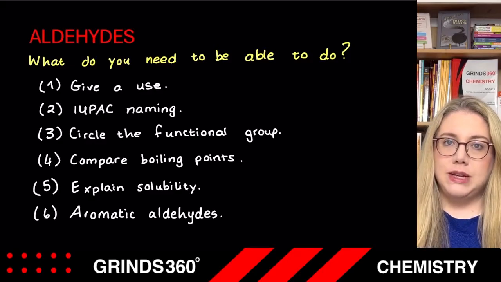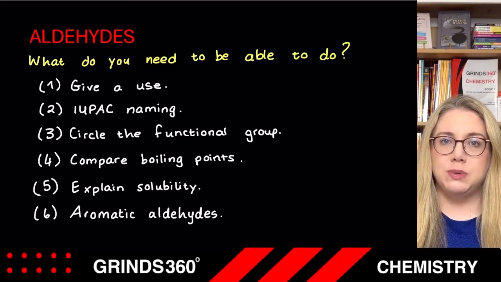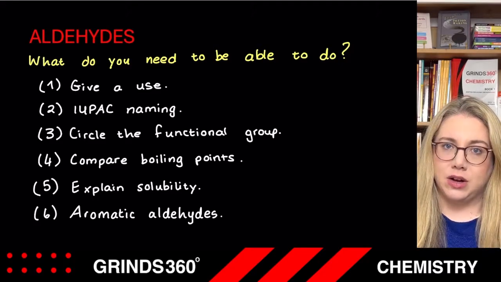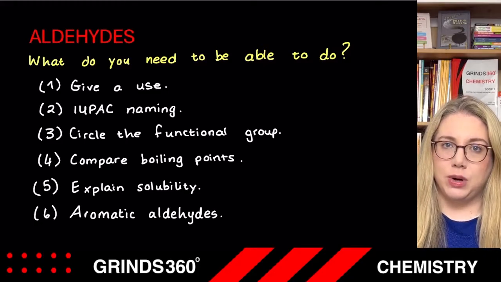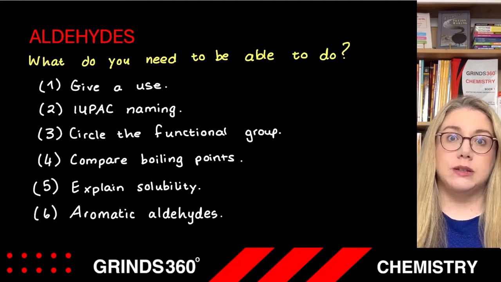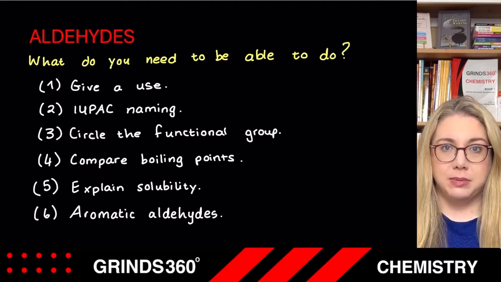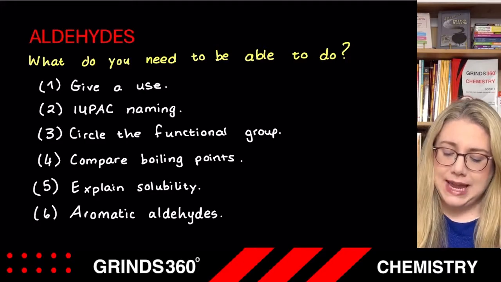Number 4, you need to be able to compare the boiling points. Now this could be comparing the boiling point between the aldehyde and the corresponding alcohol, or as the chain length of the aldehyde increases, why does the boiling point increase? Spoiler alert, what we learned in relation to alcohols is applicable here. It's the same answer. Next.